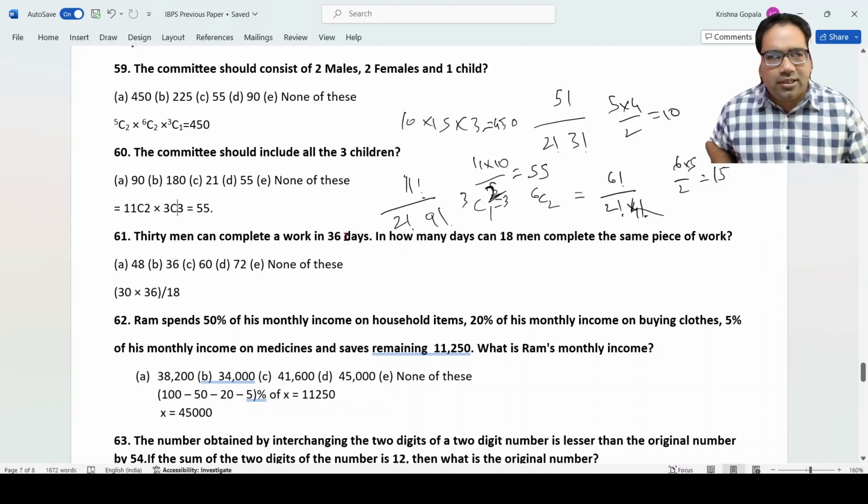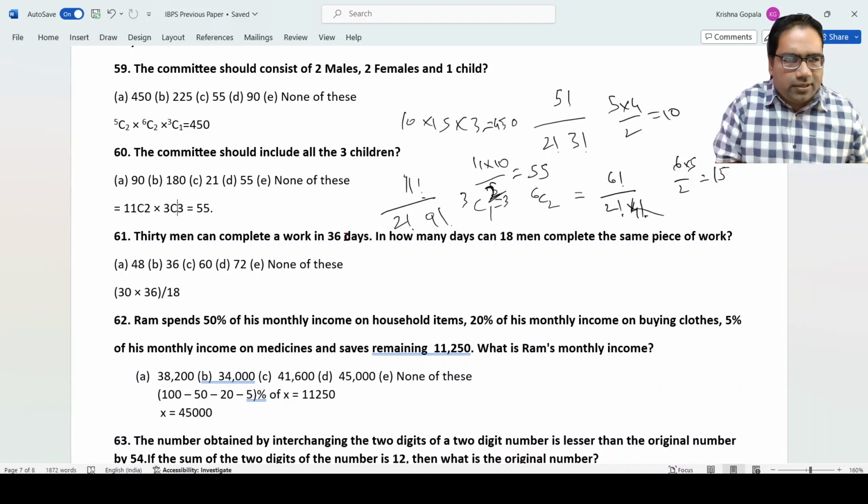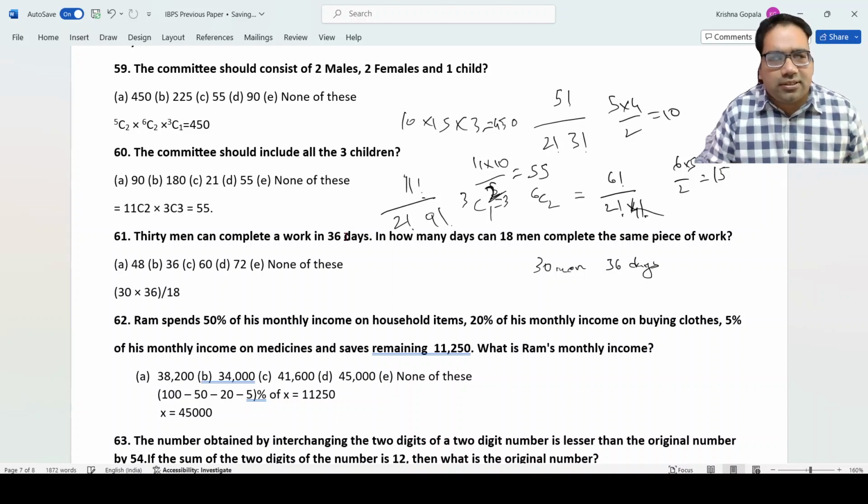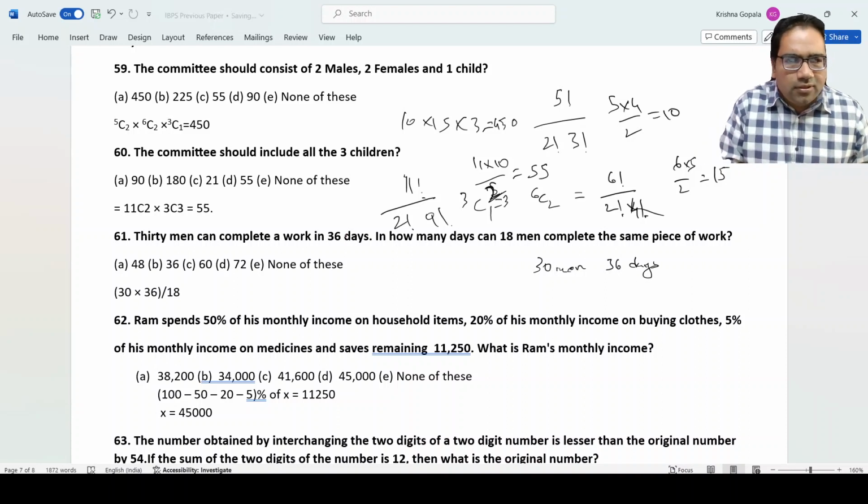How many days can 18 men complete the same work? 30 men in 36 days. Okay, 30 men in 36 days. That means what is the total man days? 30 into 36. In 36 days, 30 people will work and finish the work. This is the total amount of work that is needed.